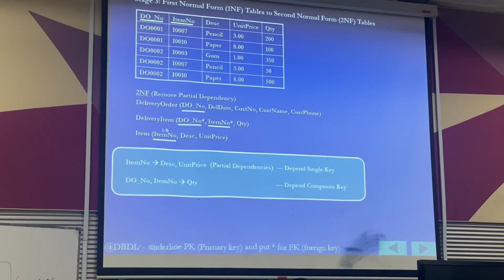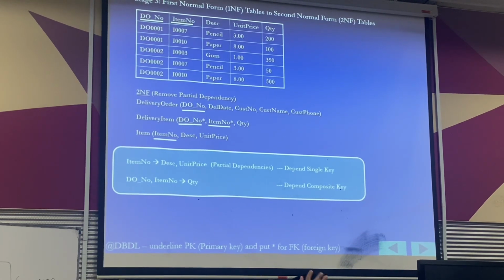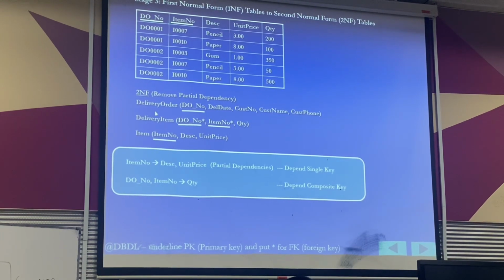But you see, how many objects are all these? Item number, description, unit price, how many objects? All belong to one object, item. There are no two objects. So these two tables are out already. You cannot break them. Only the first table has two objects.